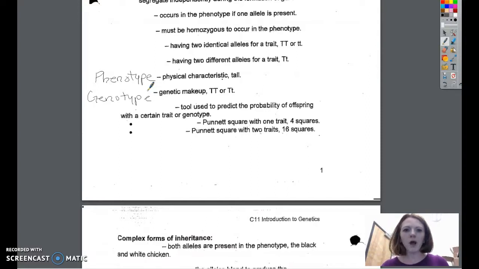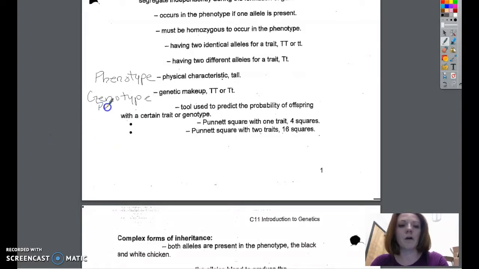So, a tool that we tend to use to be able to predict the probability of particular offspring, what they're going to be, hair colors, kinds of different things that we play around with, we use Punnett squares to do that. And so we did Punnett squares really quick with the blood types, but I feel like you guys need some more practice. And so we're going to go over some of those today. So we're going to do Punnett squares here. That's a tool that we use.